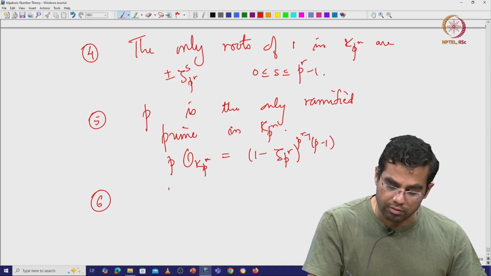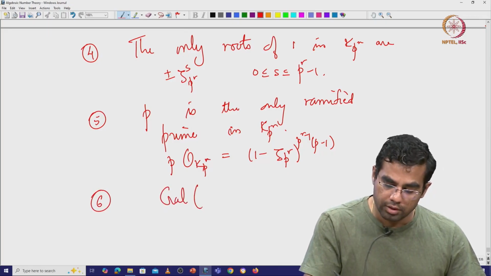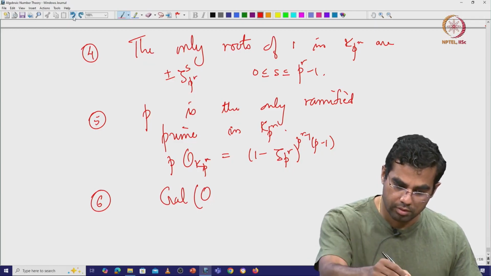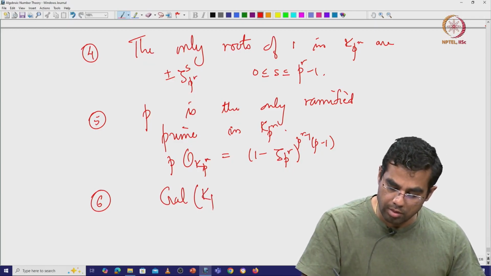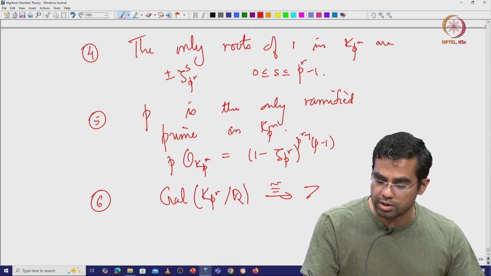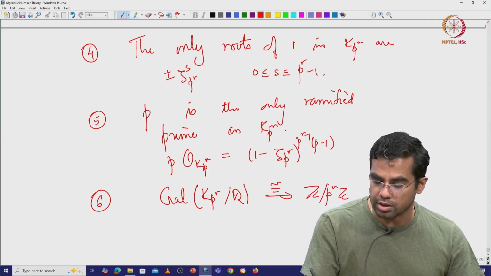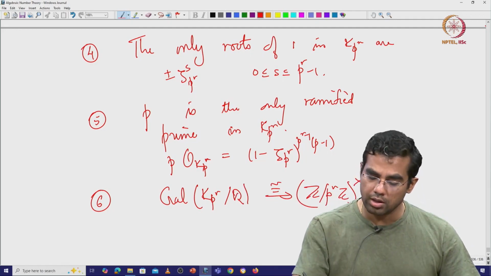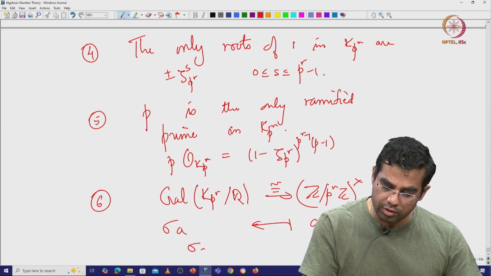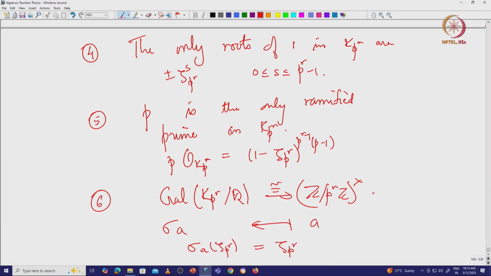And the sixth part was that the Galois group of K p to the r over Q is isomorphic to (Z mod p to the r Z) cross. And in fact, a goes to an element sigma a. What does sigma a do to zeta p to the r? It sends it to its a-th power. So, this is the map. Okay. And what did we prove?